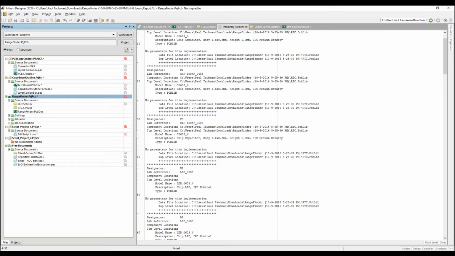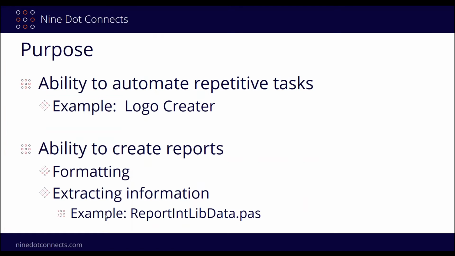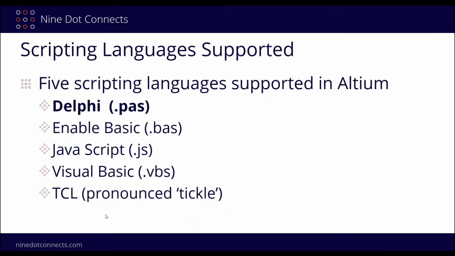So what are the languages that are supported in Altium Designer? As I mentioned, Delphi is the biggest one. If you're used to these other ones, like JavaScript or Visual Basic, you can certainly use those as well. Just keep in mind there won't be as many examples to go off of on those. There's also one called Enable Basic, which, to be perfectly honest with you, I'm not very familiar with. I assume it's just like basic programming.